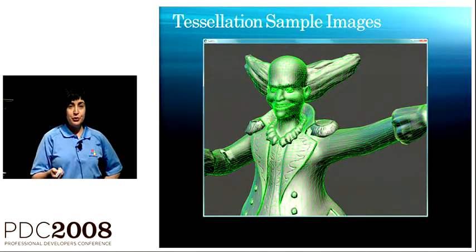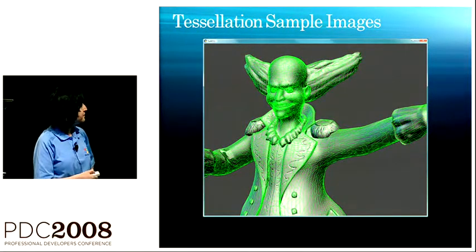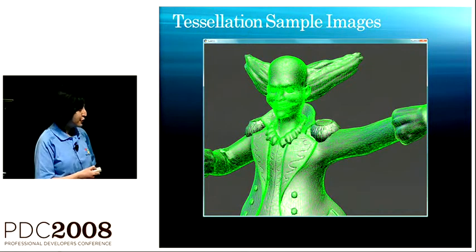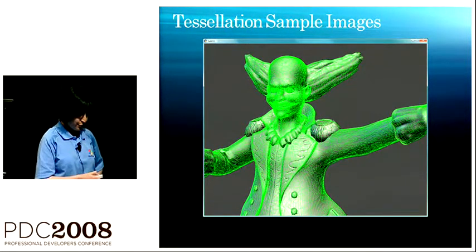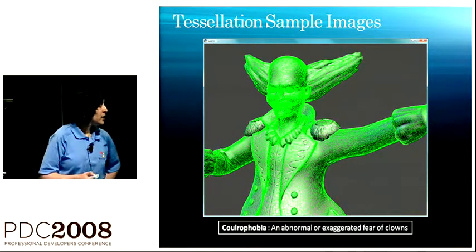This is level 2. Level 3, subdivision. This is actually now level 5. We skipped 4 just to make it more interesting, and all the way up to level 7.